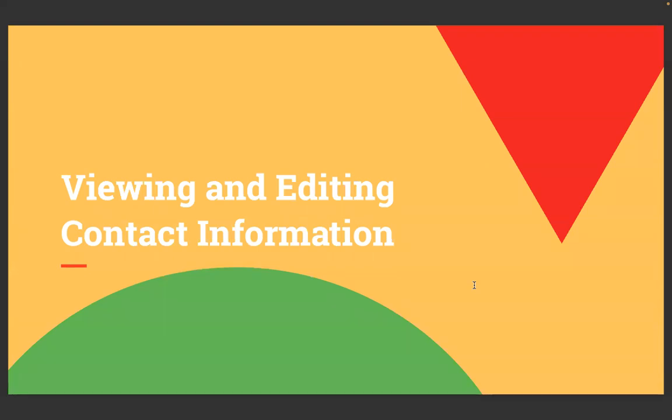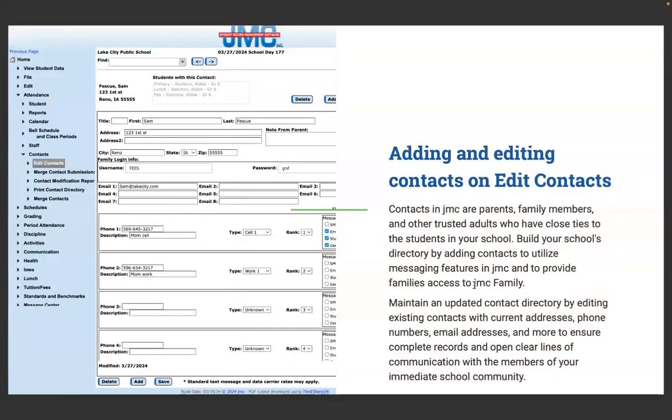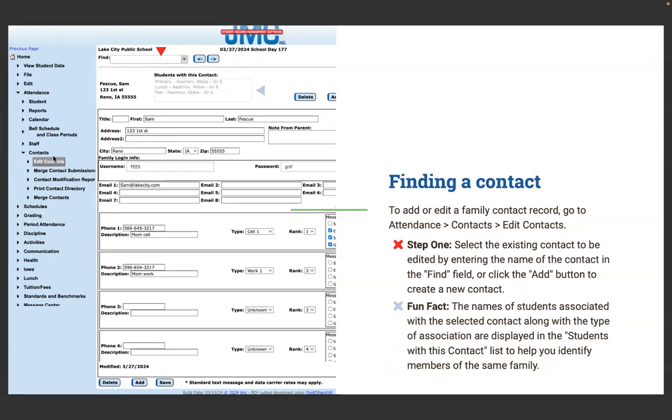So getting into viewing and editing contact information. Now this is the how-to. So contacts, as I mentioned, they're parents, family members, other trusted adults who might be associated with a student. We're on the attendance, contacts, edit contacts page. Now this is where we're going to go to add or edit contacts that are in our site or maybe not yet in our site. Step one, we'll either select an existing contact from that find drop-down list. Fun fact, as I mentioned before, any students that are associated with the contact will appear in this box right here.